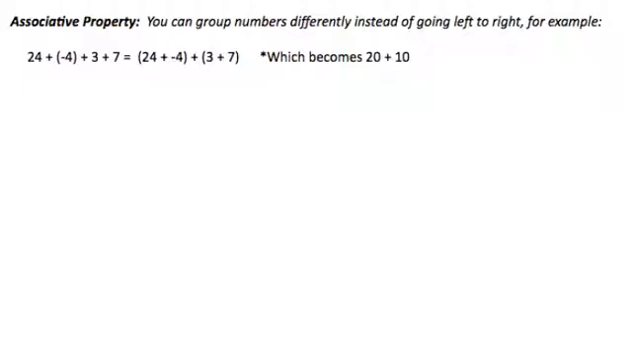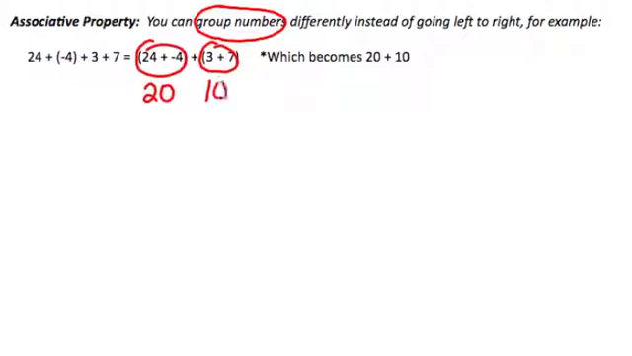The next property he used was the associative property. This says that you can group numbers differently instead of going from left to right. So for example, he already switched the order of the numbers, but now he could do 24 plus negative 4, which is 20. Then he can do 3 plus 7, which is 10. And then he can add that to get 30.